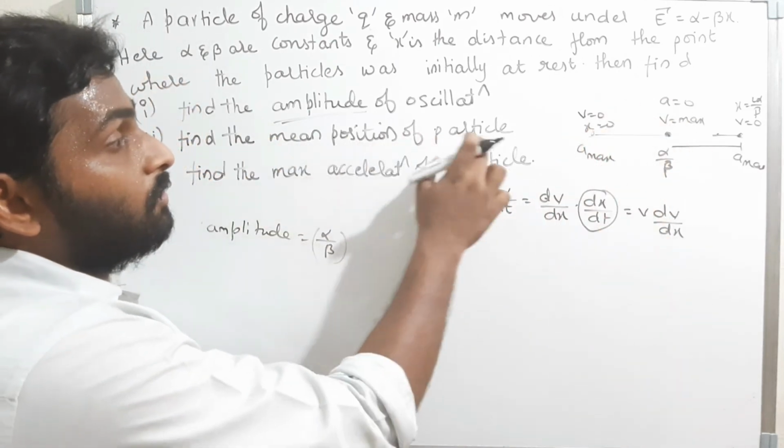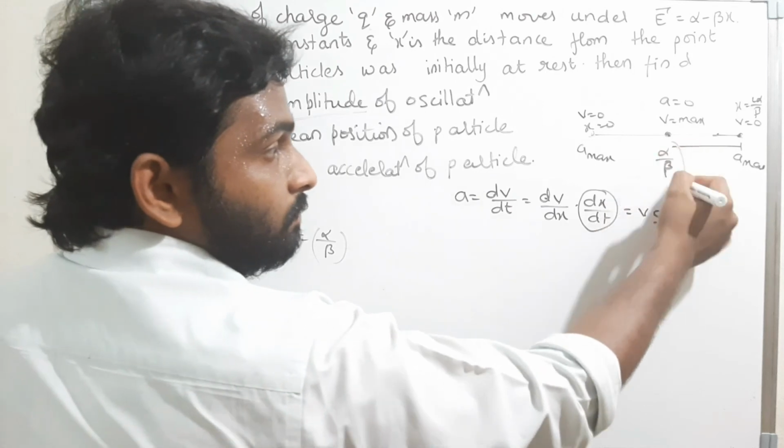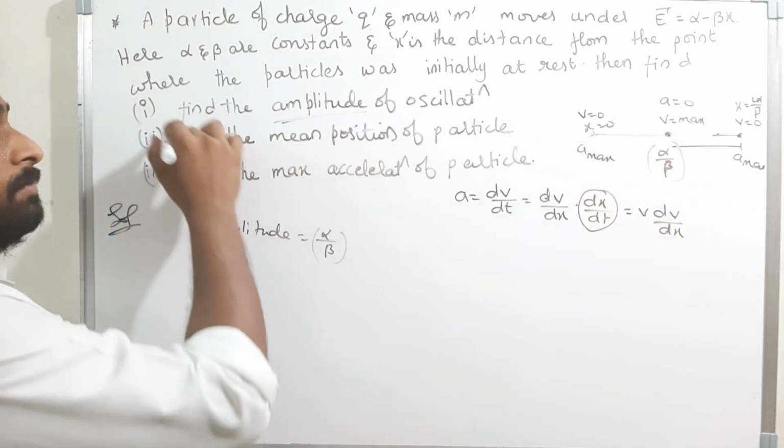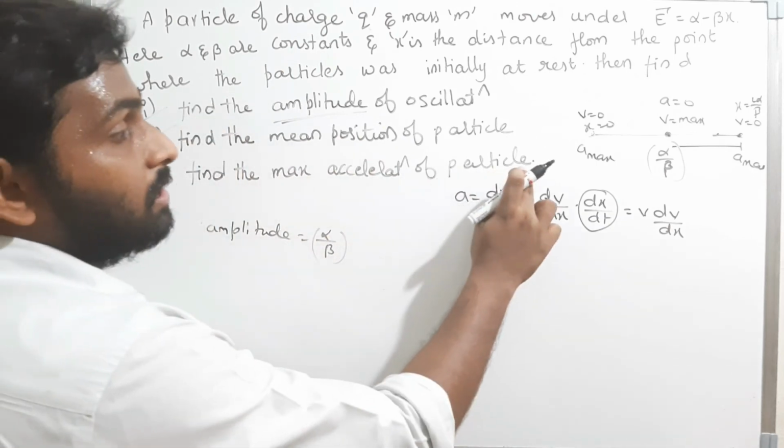Now, what is the mean position of the particle? What is the mean position of the particle? I got how much? The mean position of the particle is alpha by beta. Even that one I also got. Now, what is the maximum acceleration of the particle?